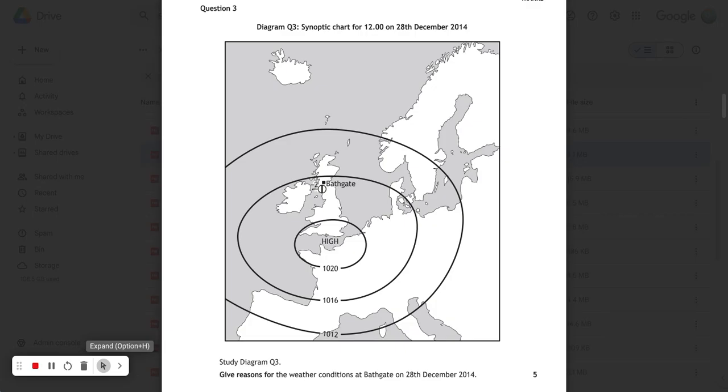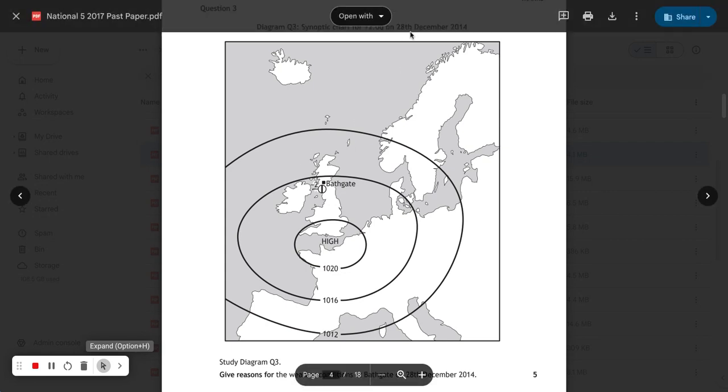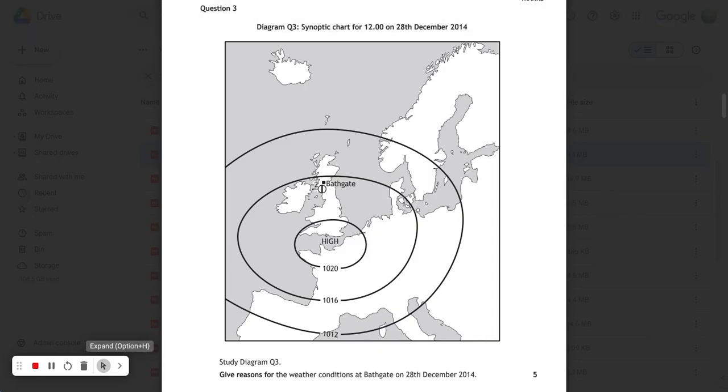Okay, the first thing that you're going to want to do is explore the temperature. So why is it -2? There are 2 reasons that you can get. So there's 2 possible marks that you could have written for the -2 temperature. The first one could be that it is the 28th of December, as shown at the top of the question, and that indicates that it is winter time and it's likely that Bathgate's getting very little radiation from the sun, and that's why it's very cold.